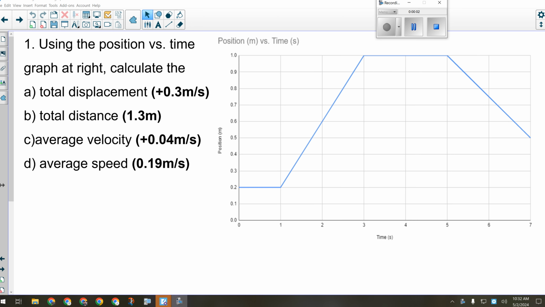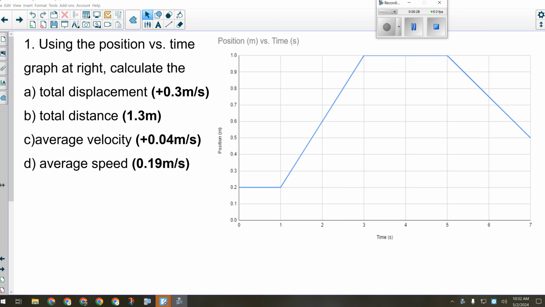Things to remember. You have a position versus time graph here. It tells you where the object is at various points in time. With that, you can figure out what kind of motion is going on, okay? And you can use formulas that involve position, time, and possibly velocity and speed, okay? Those are the things you can get from this graph.